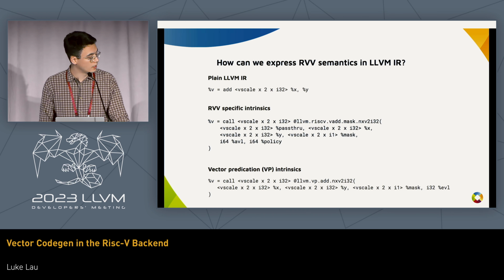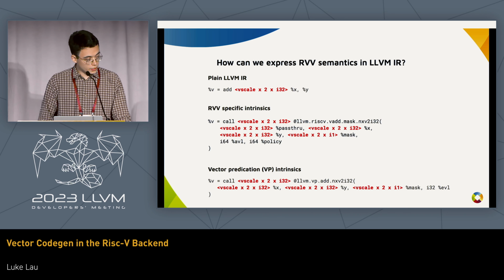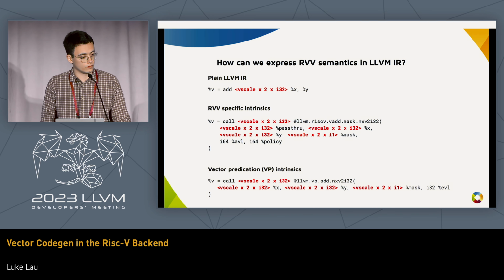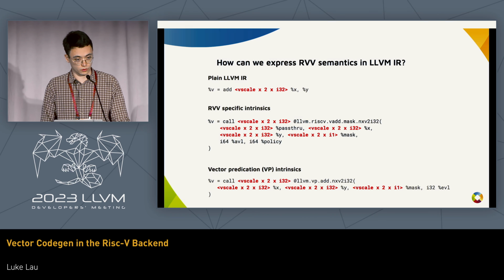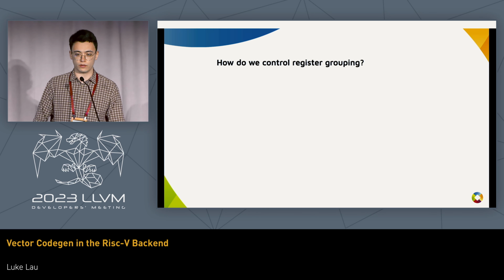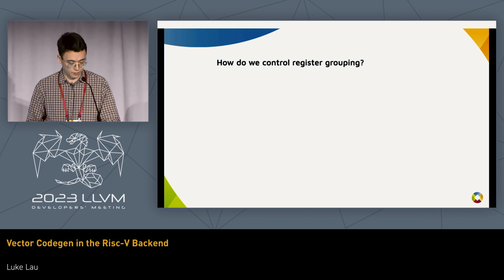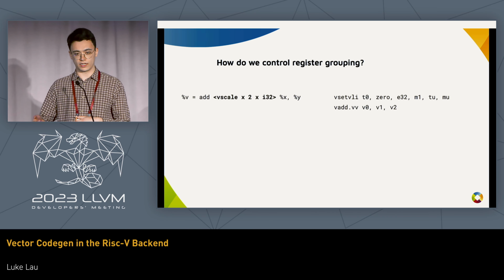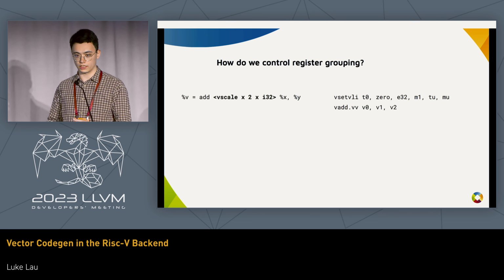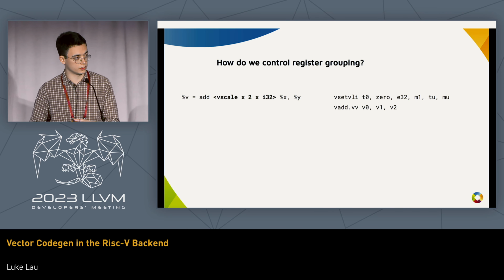So you might have noticed that there's no operand in any of these intrinsics for LMUL for register grouping. The reason for that is because we encode the notion of register grouping and LMUL inside the actual vector type itself. Specifically, we encode it in the size of the scalable vector type. If we remember back to our definition of what vscale is in LLVM, it's the size of the vector register in bits divided by 64. So if we have a scalable vector type, like vscale x 2 x i32, that's going to exactly fit into one vector register.